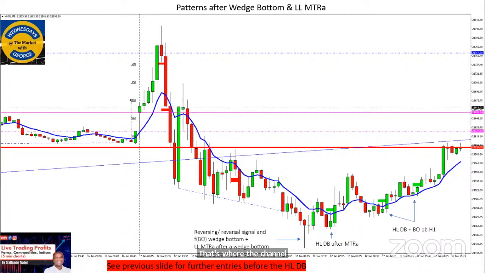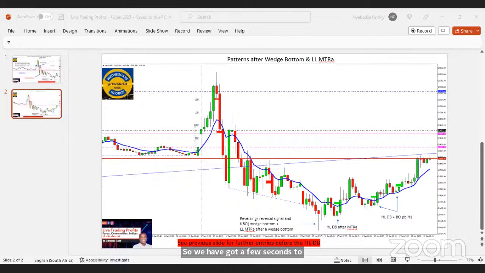So we have got a few seconds to go. Let me just go onto the daily time frame there. So on Hang Seng 50, that is the daily time frame. That's the channel that we're speaking about. That's the channel line that the market is breaking.